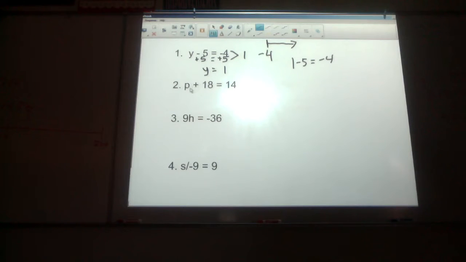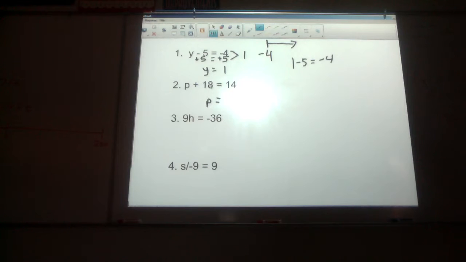Problem number 2 says p plus 18 is 14. Now one thing, before I even start, I'd like to think a little bit about p right now. Can this number be 0 or 1? Well, if we add 0 to 18, we would get 18. But this answer right here is less than 18. So I know right now that p has to be a negative number. So I'm going to keep that in mind when I'm solving this problem. My answer better be negative.